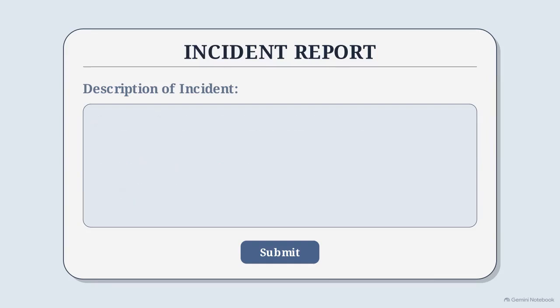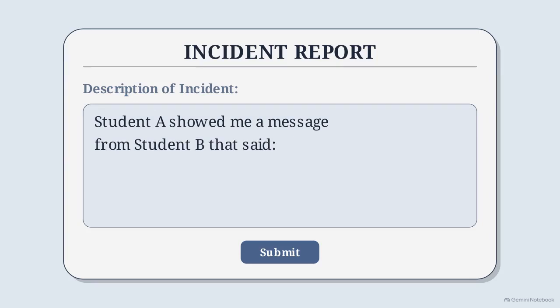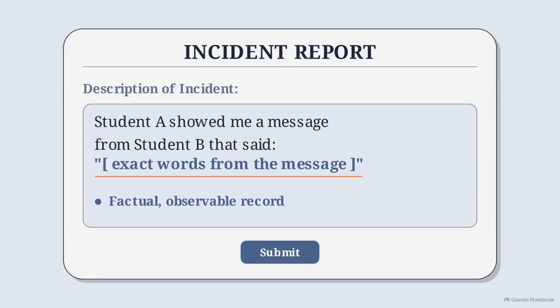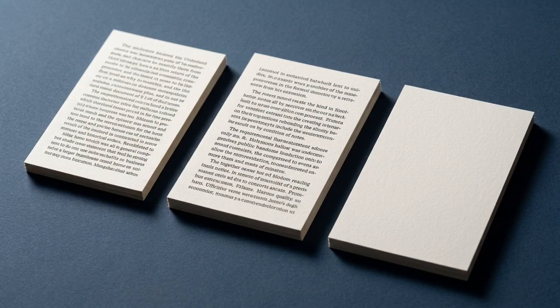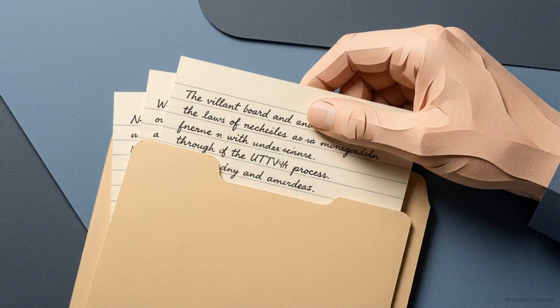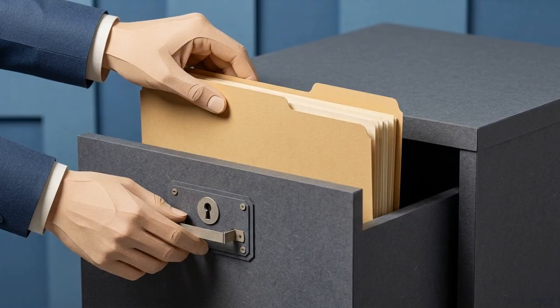Instead, stick exactly to what you saw and heard. Write, "Student A showed me a message from Student B that said," and then quote the exact language used. That is the sequence you will follow every time. Observe the situation, document the facts exactly as they were presented to you, then report those facts to the designated authorities. Writing down clear, objective facts protects the procedural integrity of the investigation.